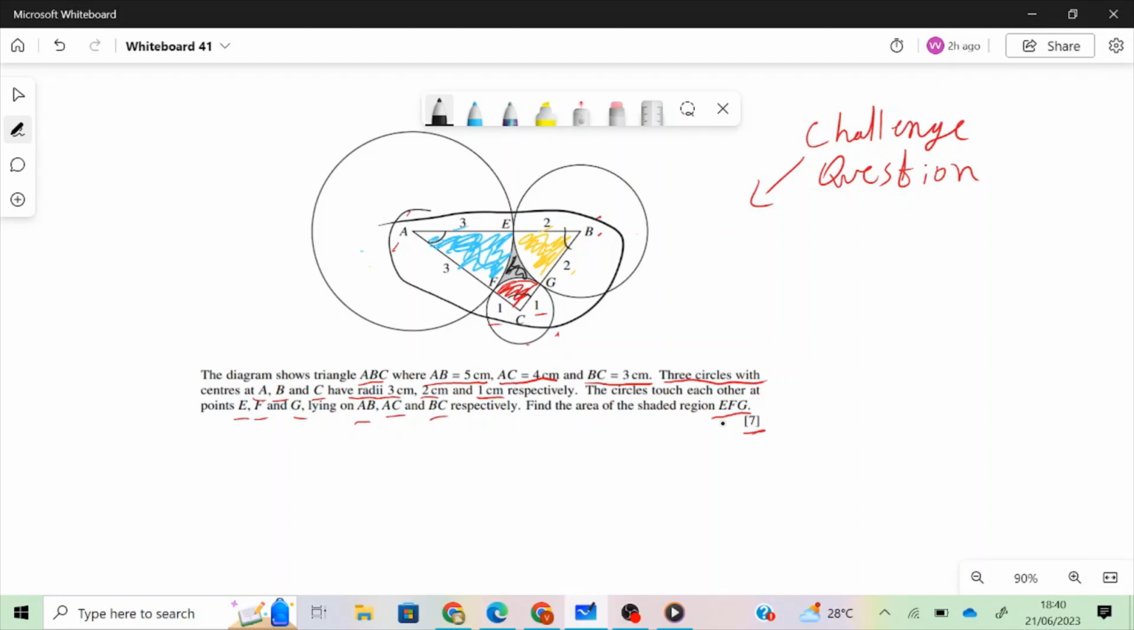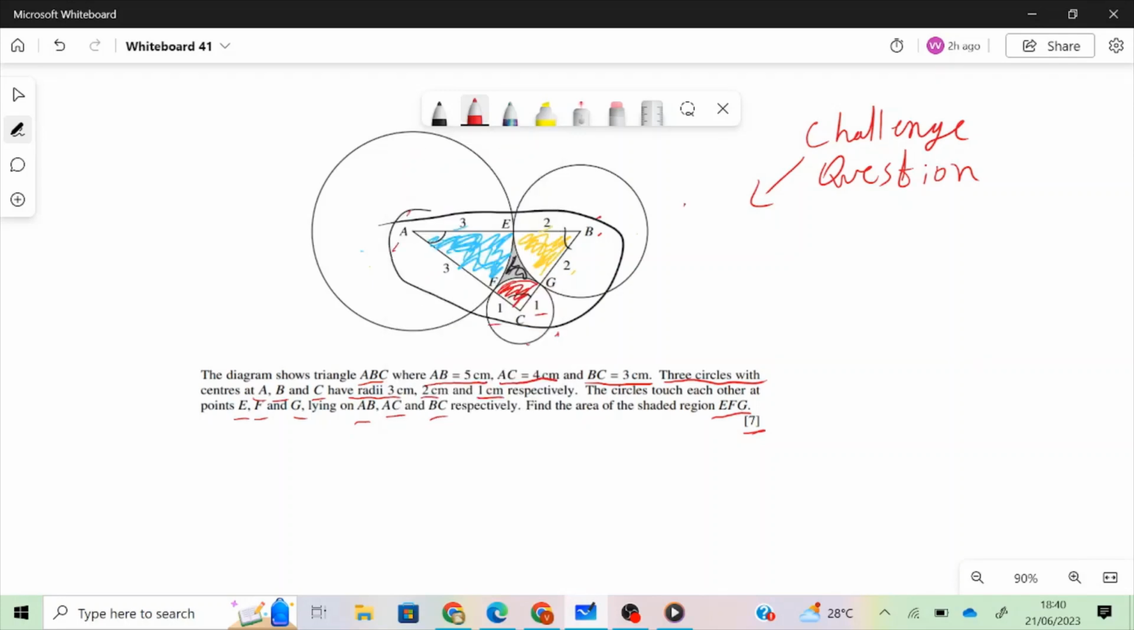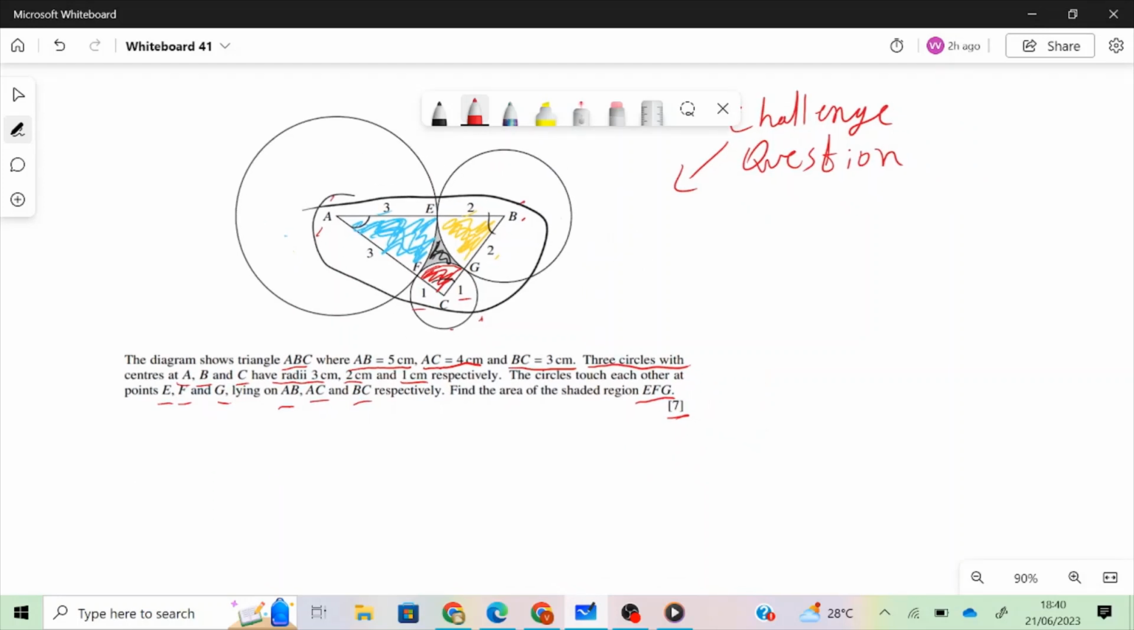Now this information may be hidden, but you have to eventually find out and think outside of the box. But this is a right angle triangle inside. Now how do I know it's a right angle triangle? They never stated it's a right angle, but it is a right angle triangle. Look at this.